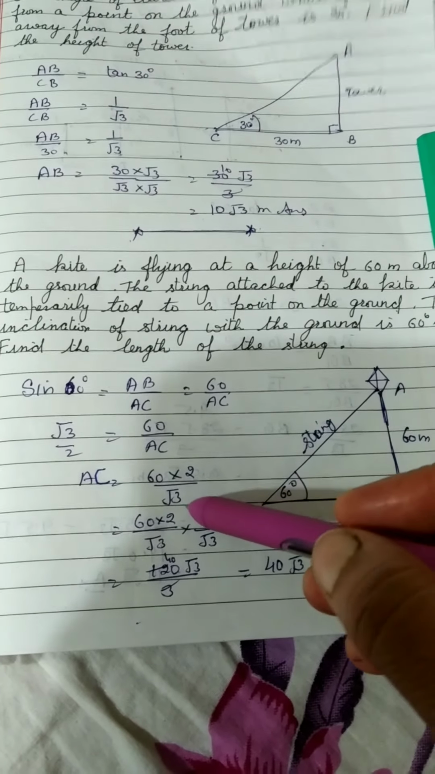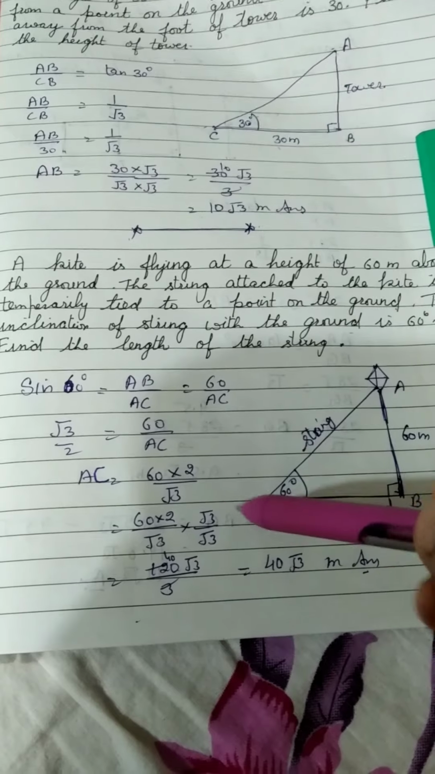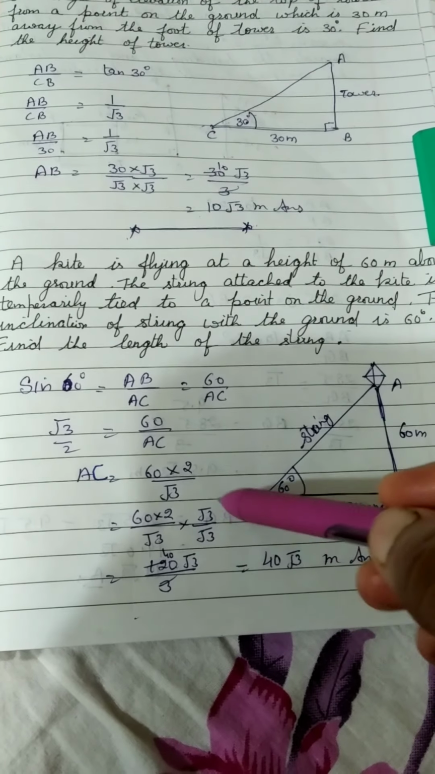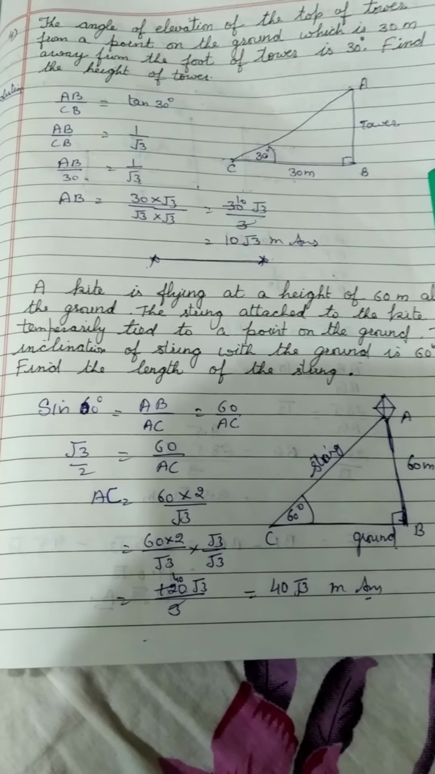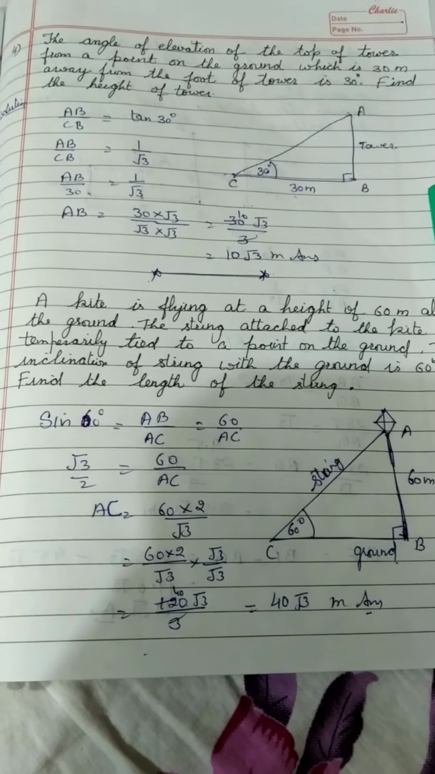60 into 2 by square root 3. Now we rationalize it. 60 into 2 by square root 3 into square root 3 by square root 3. On solving it, we get it is equal to 40 root 3 meter. Answer.